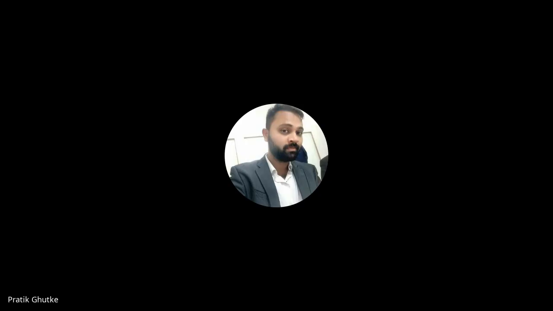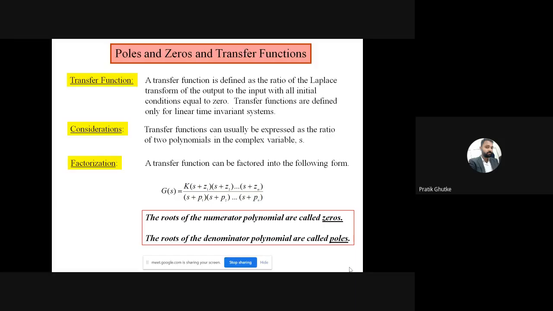So what is this transfer function? A transfer function is defined as the ratio of the Laplace transform of the output to the Laplace transform of the input, with all the initial conditions made zero. The transfer function is defined only for linear time invariant systems.